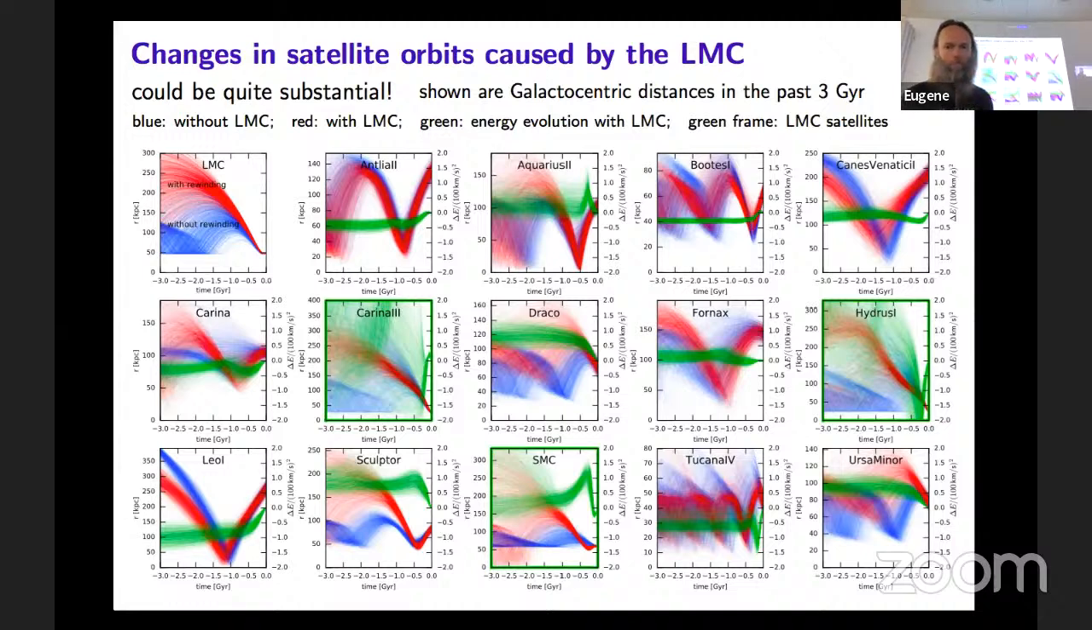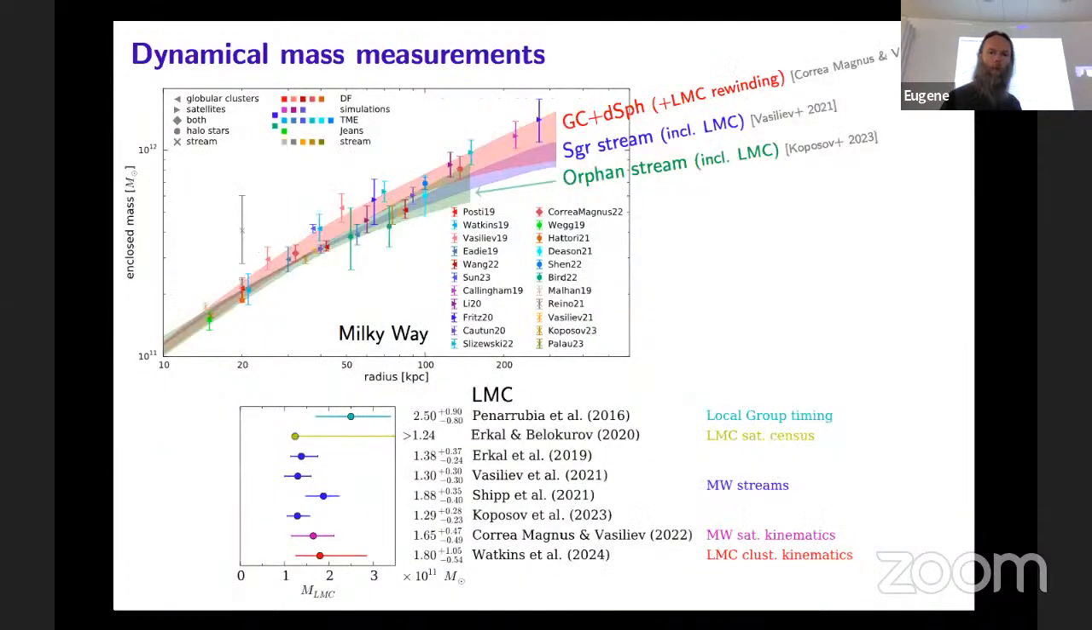And these LMC satellites could be detected by rewinding the orbits of the satellites in the past and seeing how close they stay to the LMC itself. And this census of satellites, I'll again later show that we have about a dozen, maybe 10, 11 satellites of the LMC as of now. Now back to the mass estimates.